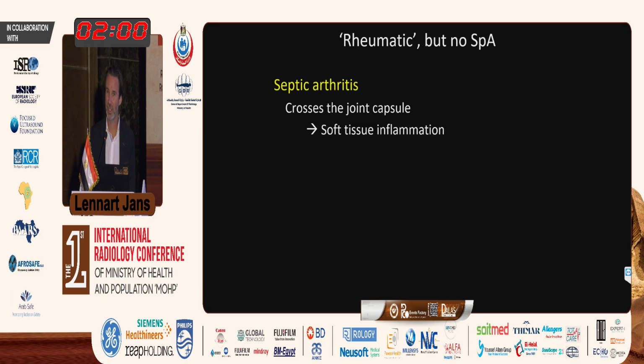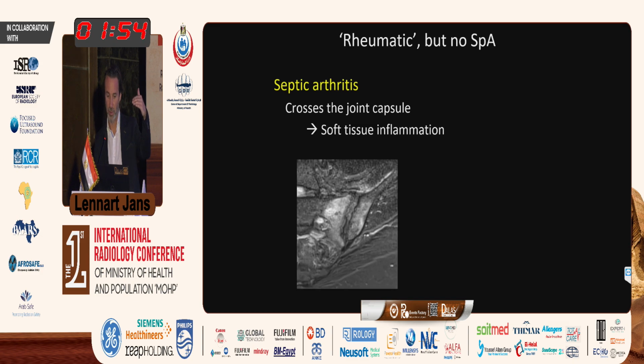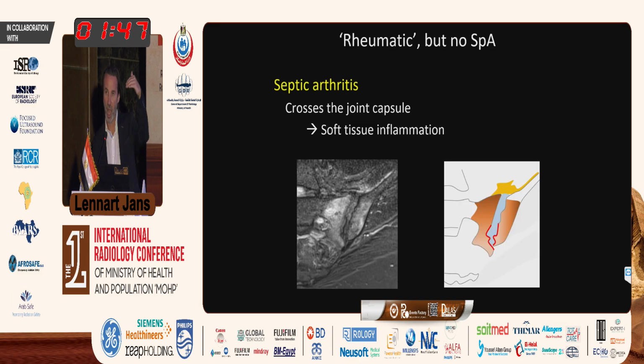Last one that I think is really important, when you see that the inflammation is crossing the capsule, right? When you see that there is not only bone marrow edema in the bones, but it's also going outside of the joint into the soft tissues, then you have to be aware that this may be a patient with septic arthritis, which of course is a medical emergency.